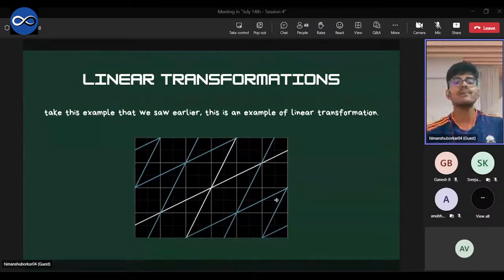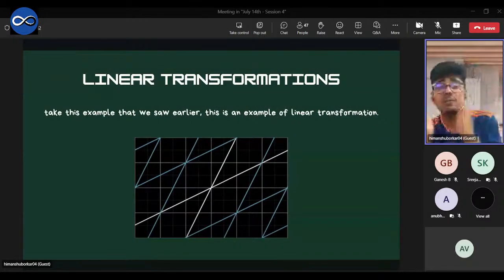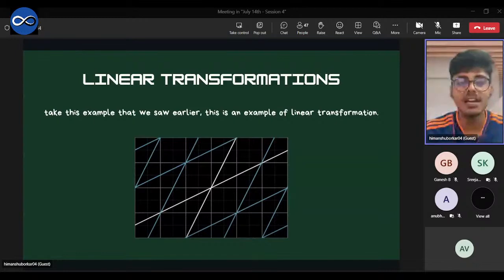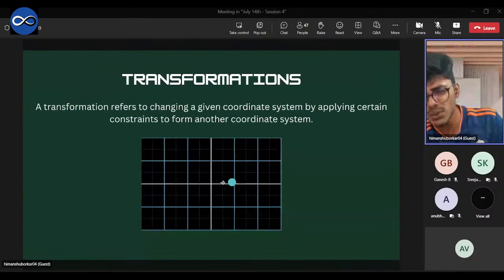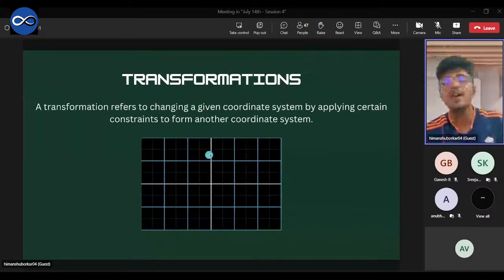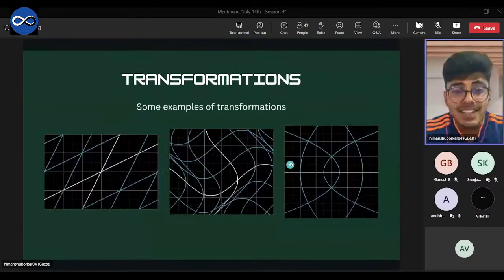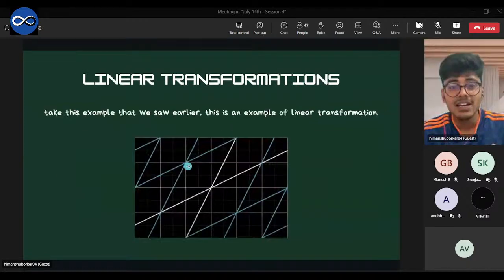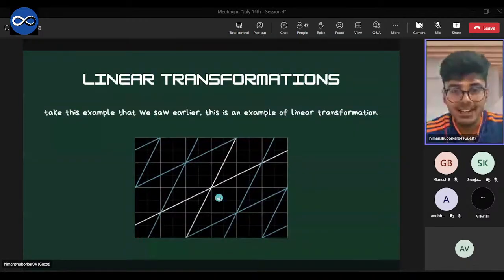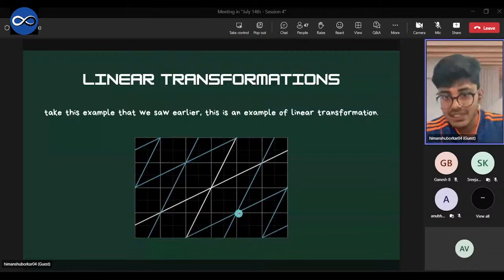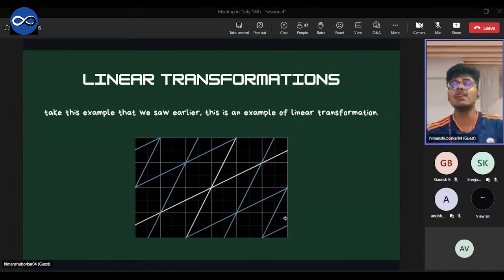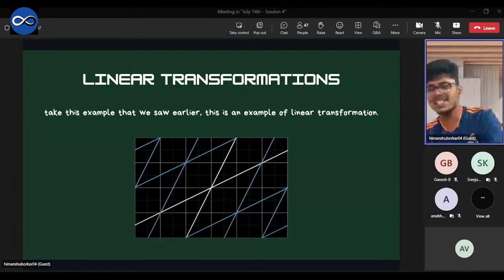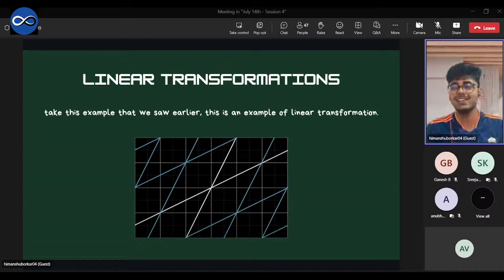One more important thing to note is that the lines are parallel, fine, but they have to be equally spaced. As you see in our original coordinate system, these are equally spaced. This is 1 unit, 2 units, 3 units. In the same way, here, this is 1 unit, this is 2 units, and so on. So they're equally spaced basically. So this is an example of linear transformation, right?